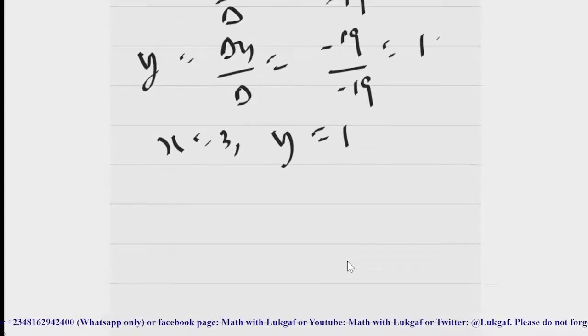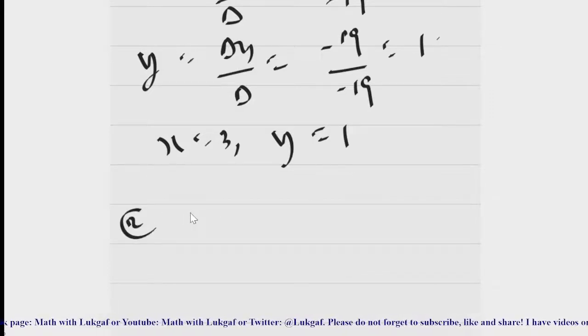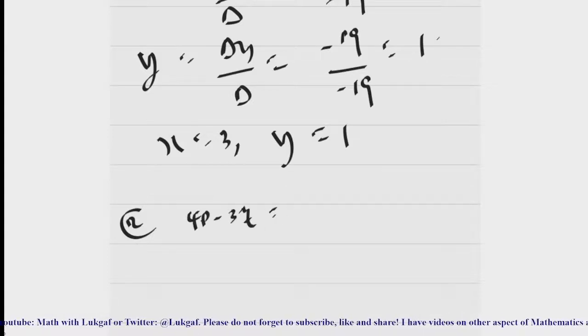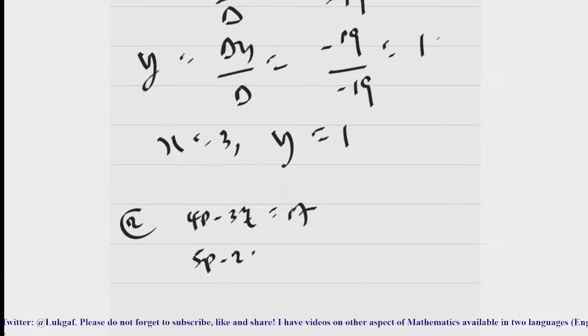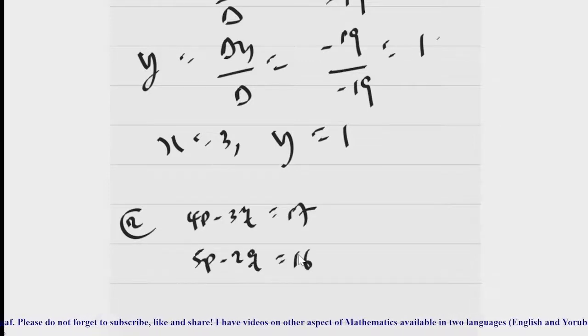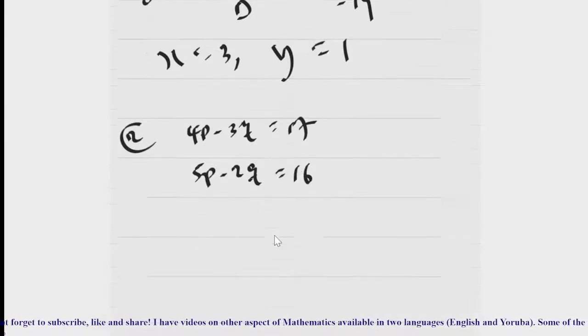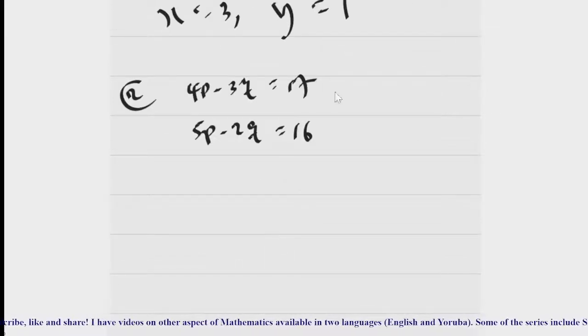So if that is clear, let me give you another example to use Cramer's rule for. So example 2, I have what? 4p minus 3q is equal to 17. I have 5p minus 2q is equal to 16. That is not difficult to do. Okay, what are you going to do?